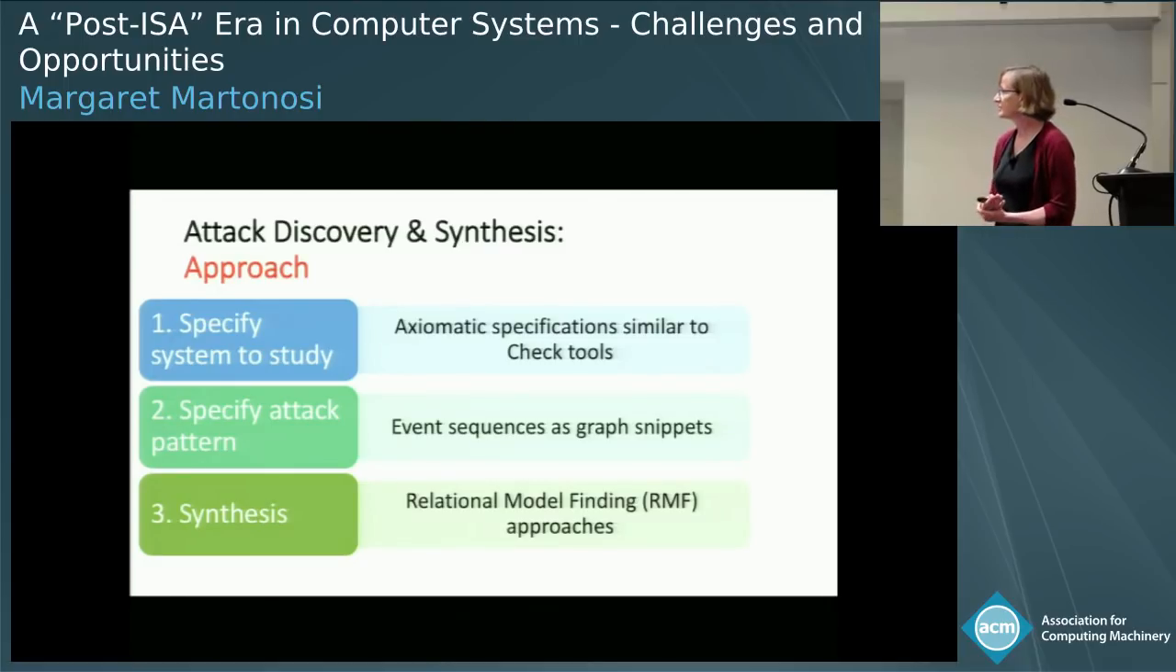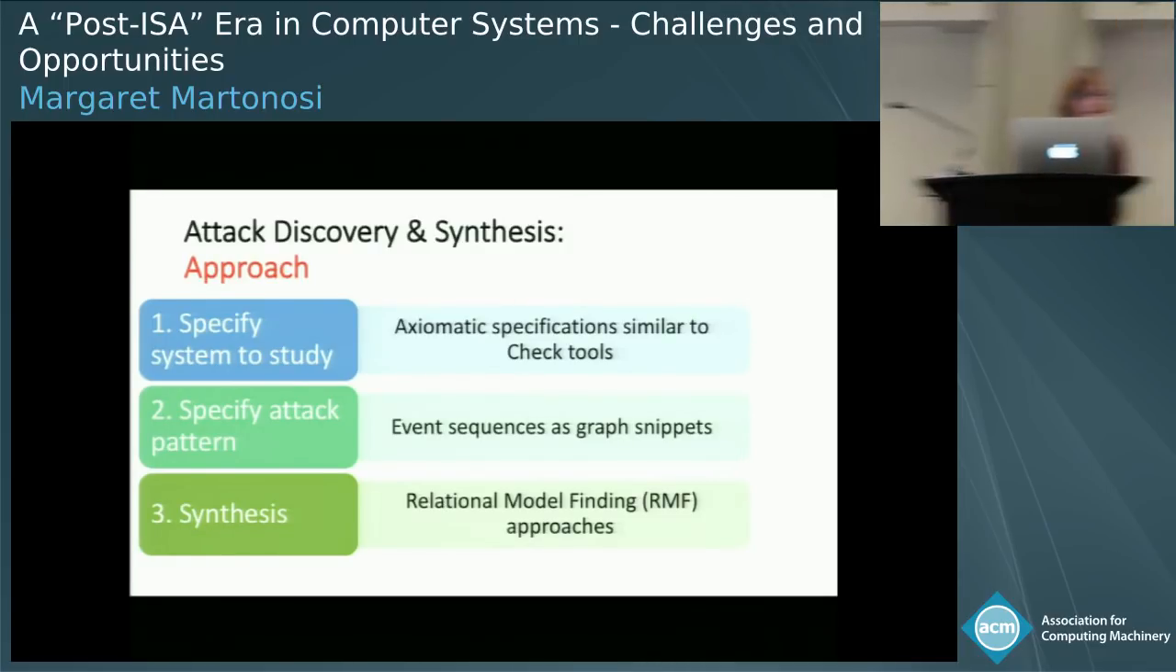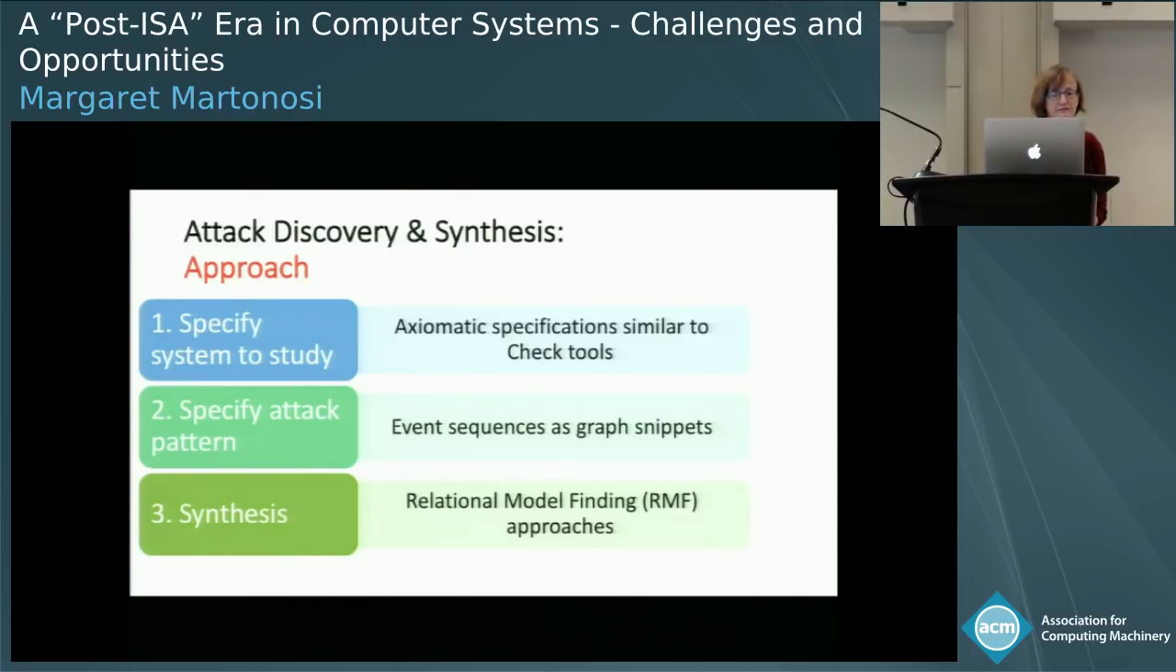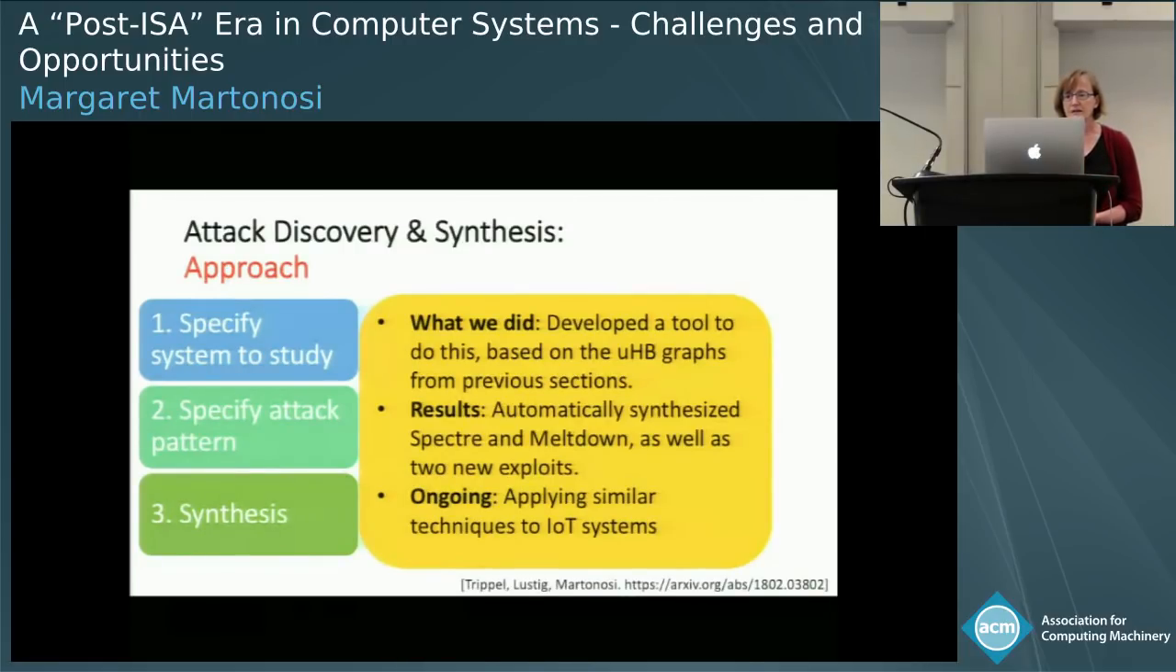We came up with a way to present event sequences for things like flush and reload to a tool as happens-before graph snippets. And then we could synthesize from that a set of analyses using relational model finding techniques. So we did that. We developed a tool to do this based on the μHB graphs that I already discussed. And we came up with some results already in September, October, November.